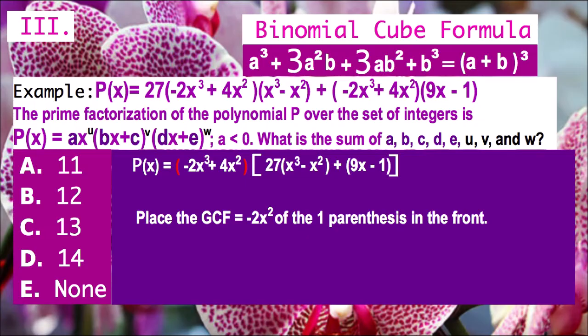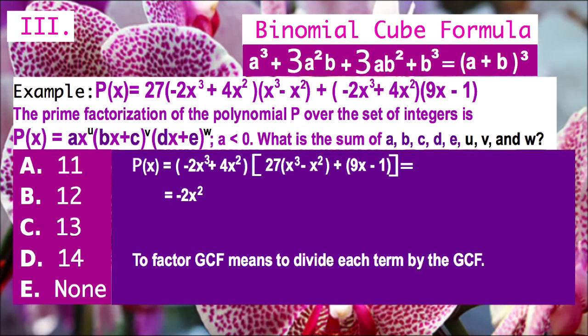So then we place the GCF of the first parentheses, which is negative 2x squared, in the front. So this is equal to negative 2x squared divided by the first term. So the negative 2's cancel out. We have x cubed divided by x squared. Subtract the exponents, keep the base. 3 minus 2 is 1, x. Same thing with the second term. 4 divided by negative 2 is negative 2. x squared divided by x squared is 1. So negative 2 is the second term.